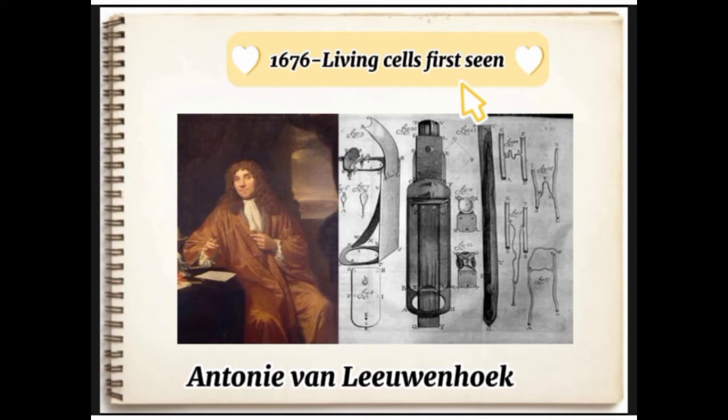1676, living cells first seen. Anton van Leeuwenhoek builds a simple microscope with one lens to examine blood, yeast, and insects. He is the first to describe cells and bacteria. He invents new methods for making lenses that allow for magnification up to 270 times.